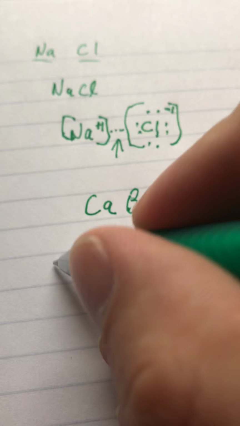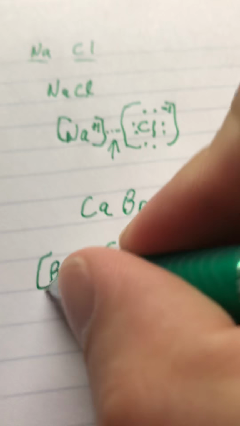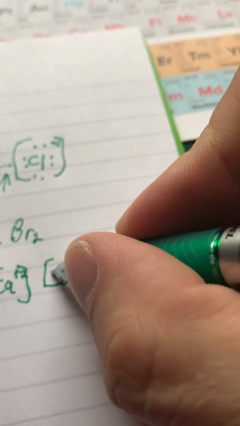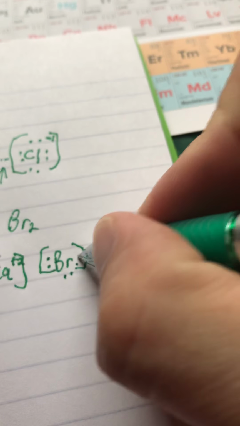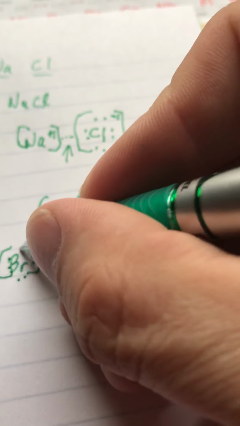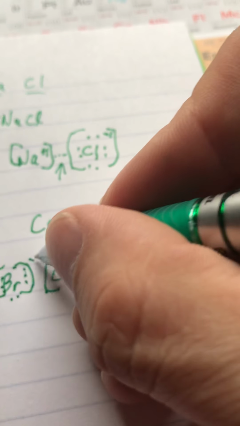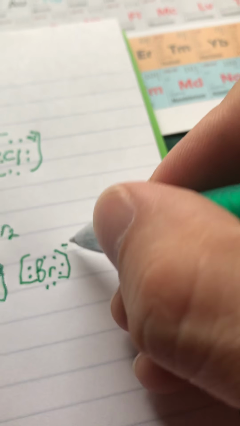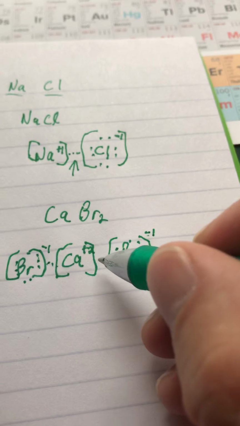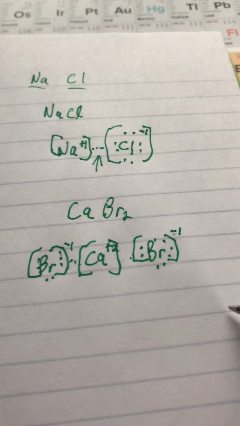So I'm going to put a bromine over here, and I'm going to put a bromine over here. Put those in brackets. Do your 8 electrons around this one, your 8 electrons around this one. Minus, I would probably sneak that inside there if I could, but I'm just trying to do this with one hand. And then connect it with your ionic bonds, and there's your calcium bromide.